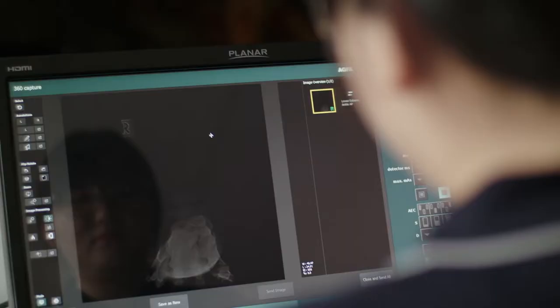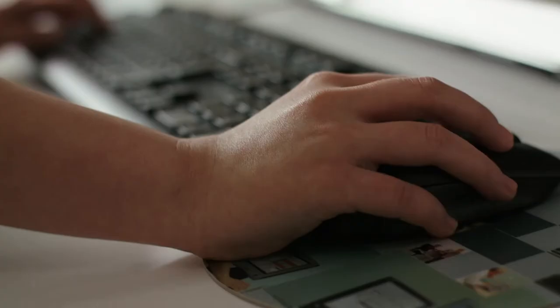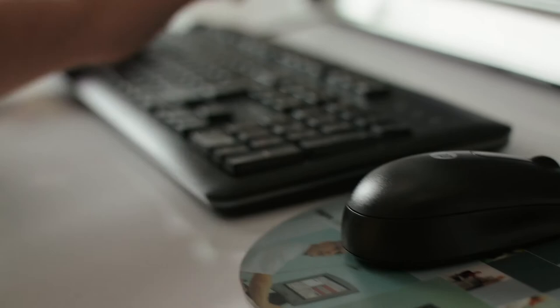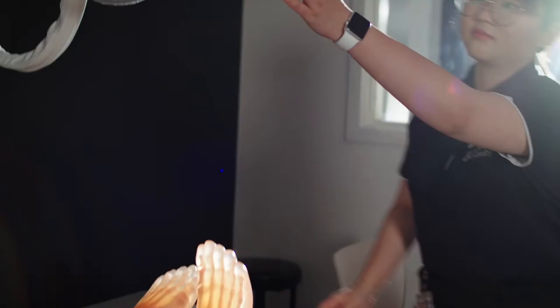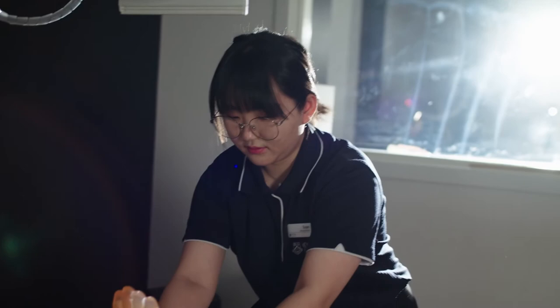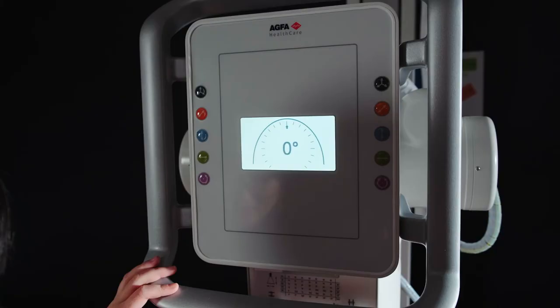Nowadays, all of the x-rays are obviously digital, and so they pop up on a computer screen, and the role of the radiographer is to basically ensure that they have achieved good quality imaging that we know will answer the clinical question that has been posed.